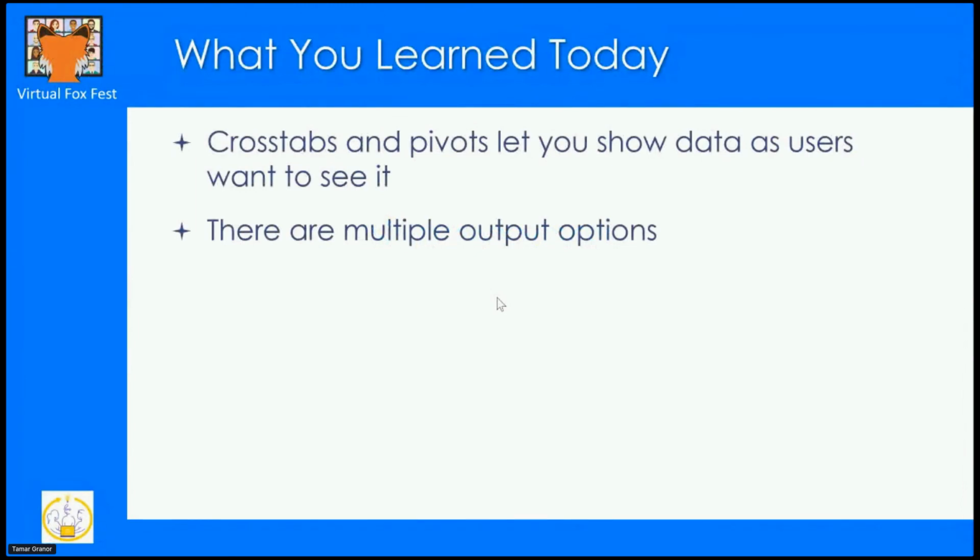So, crosstabs and pivots let you show data in a way that users often want to see it. This is a very common request. And as we saw, there are a lot of different ways you can then output the data once you have created it. Are there any final questions?